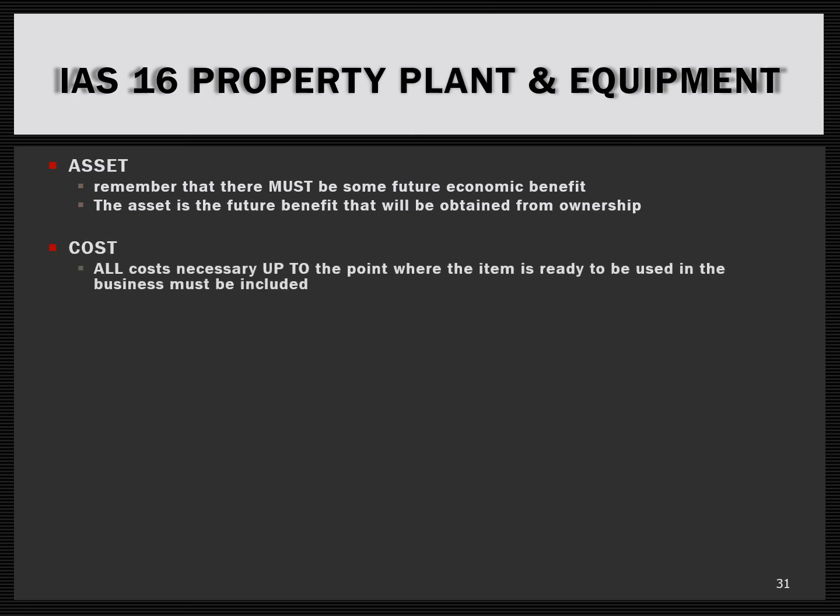And the cost of the asset, remember, we have to include all costs up to the point where the item is ready to be used in the business. So that will include obviously the purchase price, but also the cost of delivery, the cost of installation, the cost of modifying the premises if necessary to incorporate that asset in the business, and so on. So any costs that were necessary to get that particular item to the point where it's usable in the business.